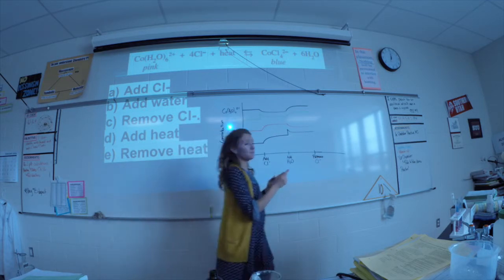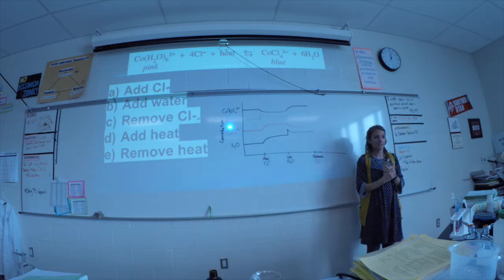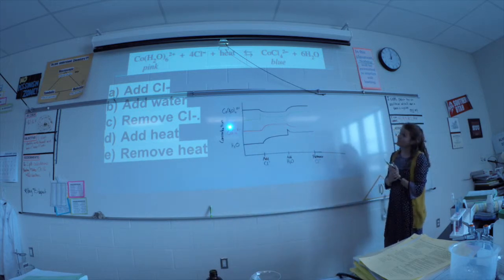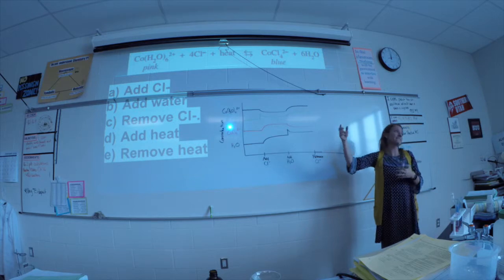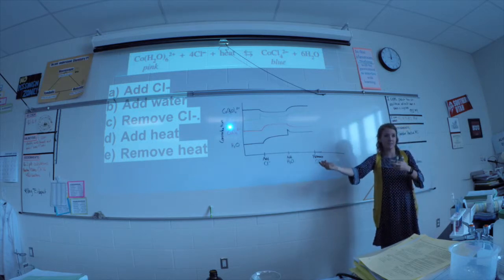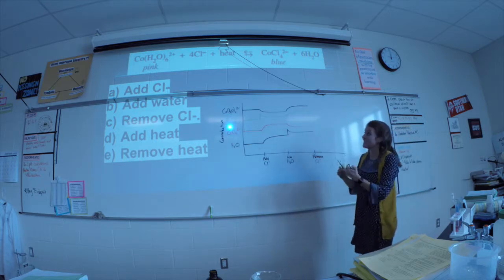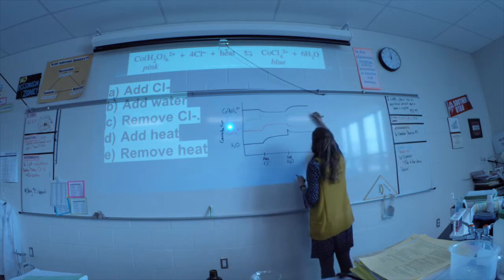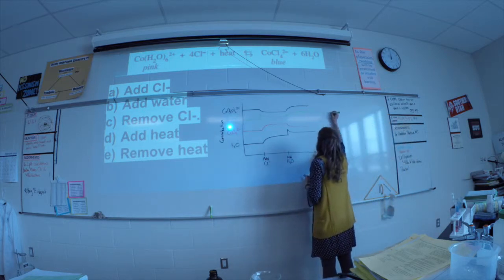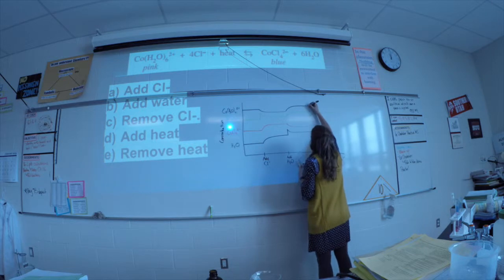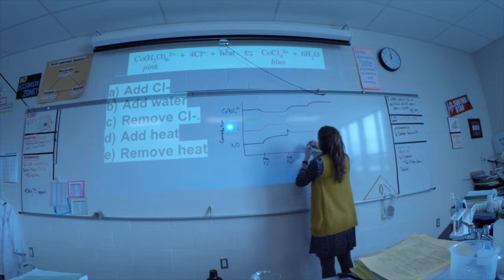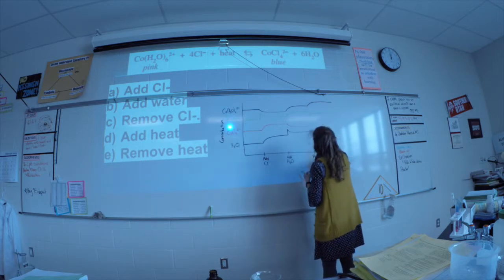Now to fix itself, which way is it shifting? Good, so chlorine's on the left. Since I removed it, it's shifting back towards it. So we're shifting back to pink, so everything on the pink side goes up. Everything on the blue side goes down.